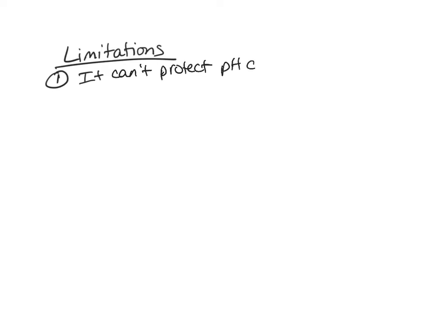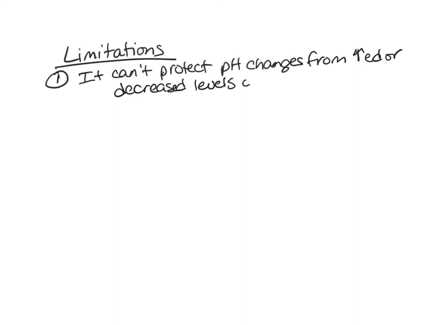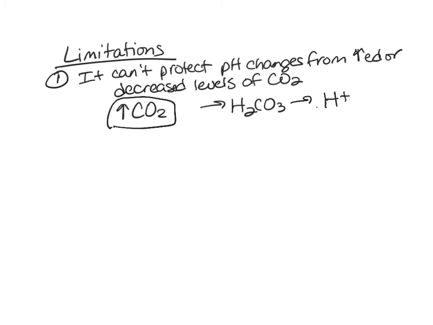There are limitations to the carbonic acid bicarbonate buffer system. First of all, it can't protect the extracellular fluid from pH changes that result from increased or decreased levels of CO2. We saw this in the equation because if CO2 levels go up, CO2 will combine with water to form carbonic acid. Then carbonic acid dissociates into hydrogen. So when we have an increase in CO2, we're going to have an increase in hydrogen. Therefore, this system can't protect against pH changes from an increased or decreased CO2.